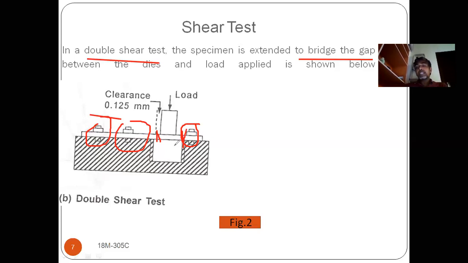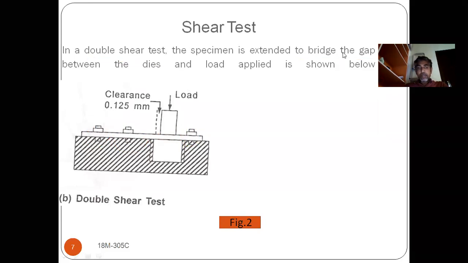So both the ends are there. So when you apply the shear load, when you apply the transverse force, what will happen? Both the ends will be under shear, and the specimen will undergo fracture. Because of this, two shears at the ends, two ends, we can call it a double shear test. Okay, so how to calculate the shear strength? These things we will discuss in the coming slides.